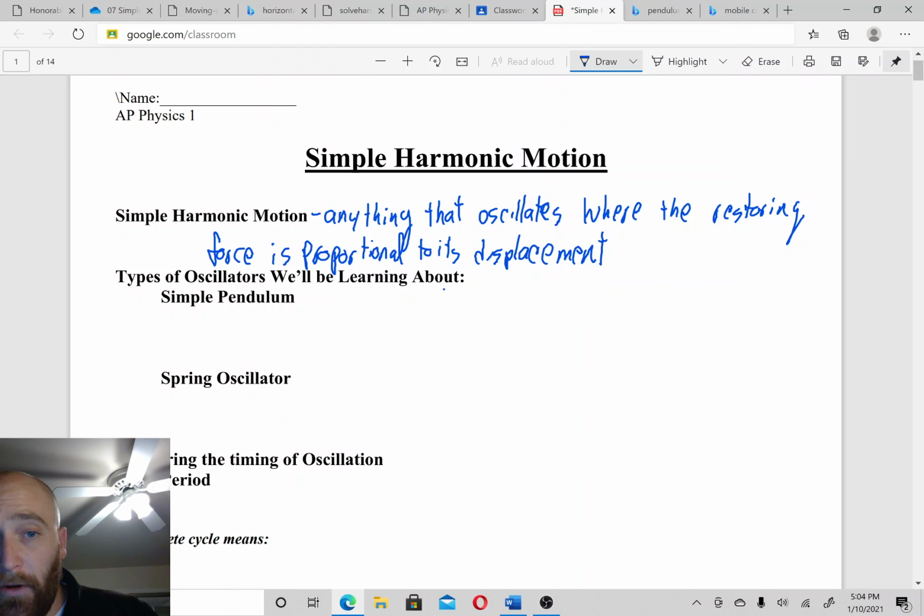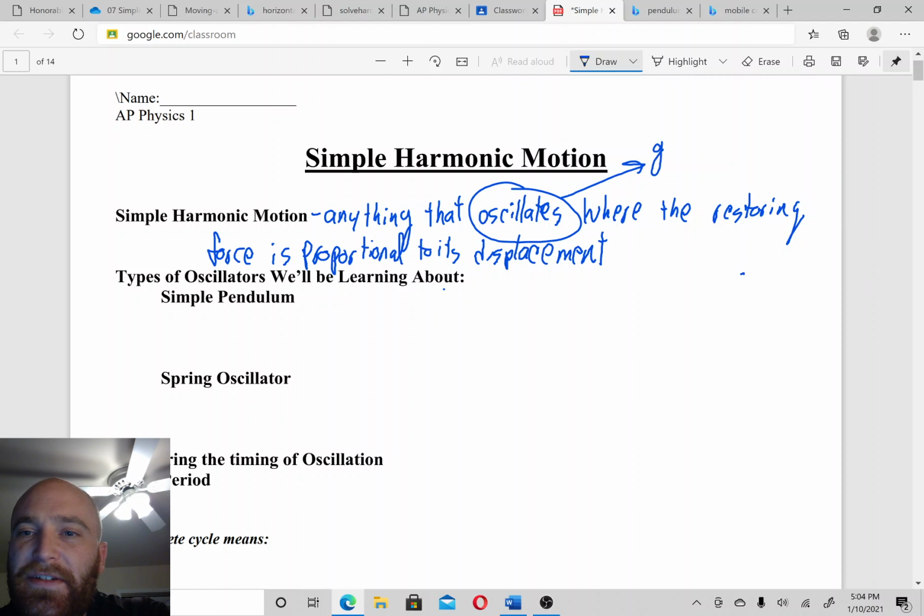Okay, so kind of a technical definition there. Restoring force is the force that takes something and puts it back sort of where it belongs, or back to its original position. And sort of the big term here that we need to be familiar with is oscillates. Oscillates is kind of like a fancy science word for go back and forth, really. So we're looking at objects that go back and forth.